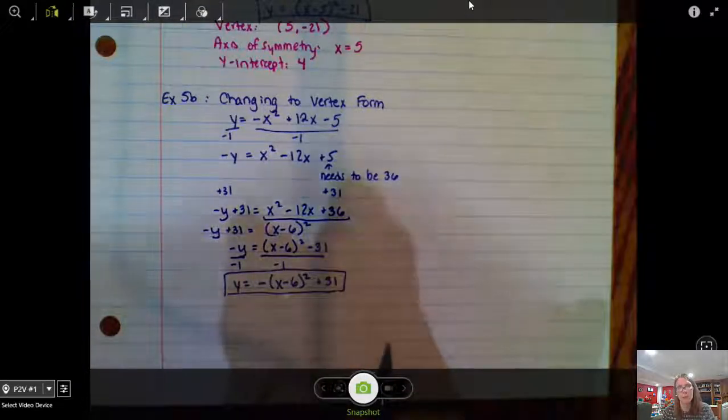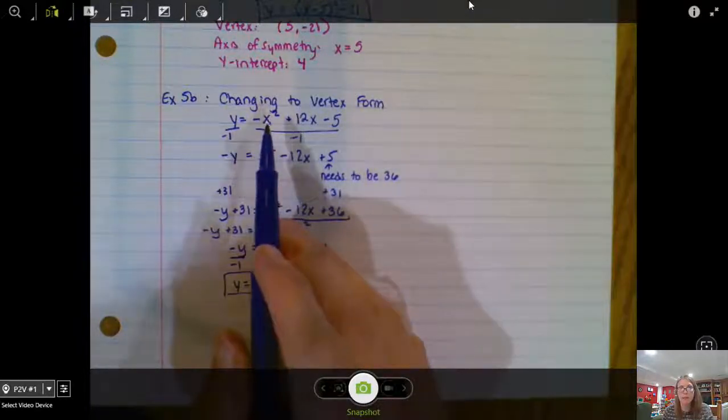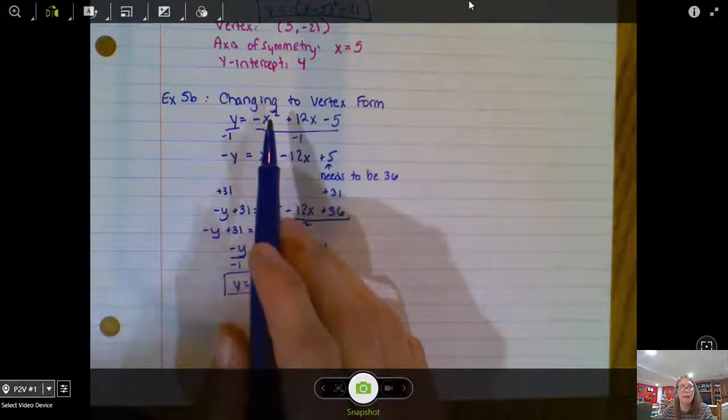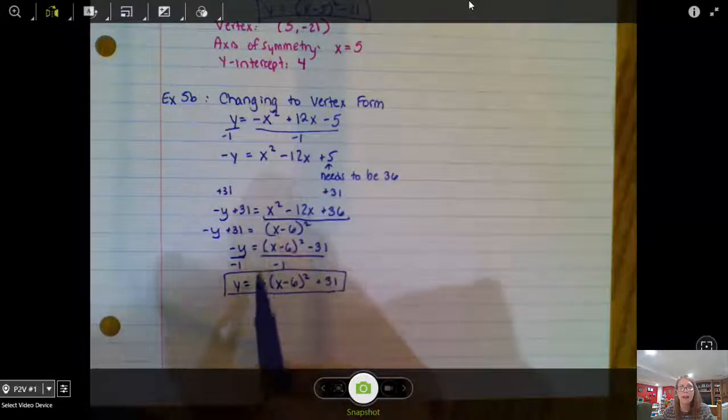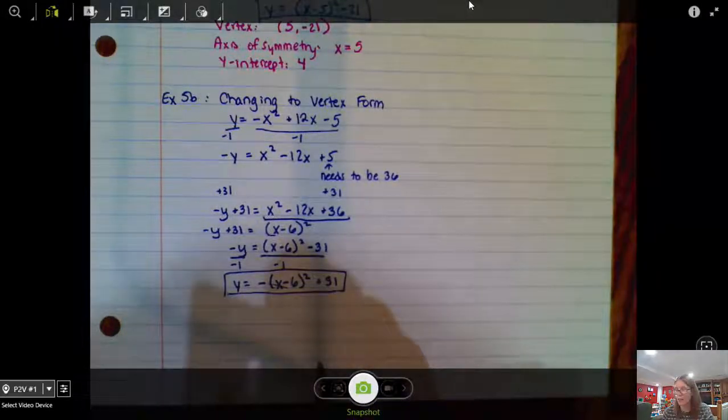And you can kind of double check a little bit here too, because in standard form at the original, my a value was negative 1. Keep in mind the a value in standard form and your a value in vertex form are the same. All right, so we did a little double checking there.